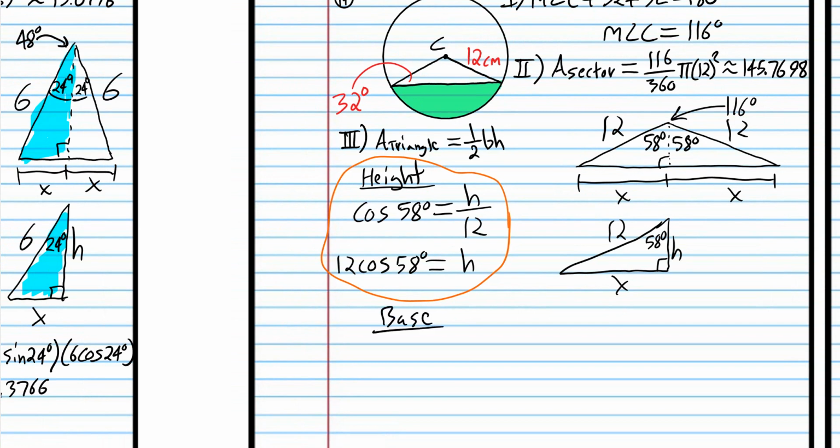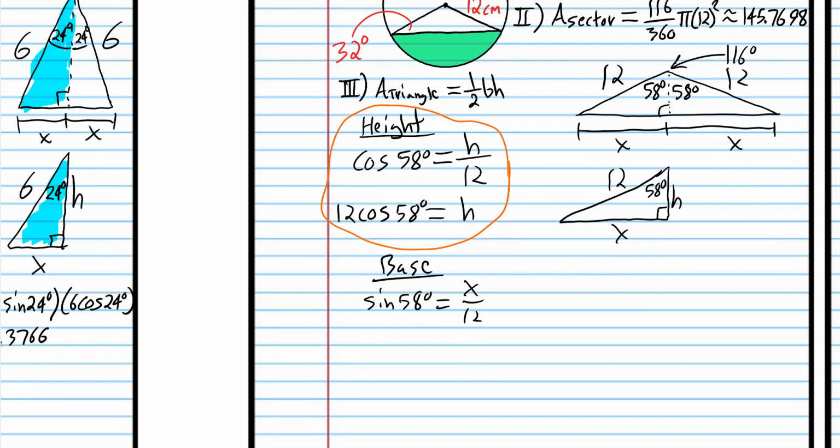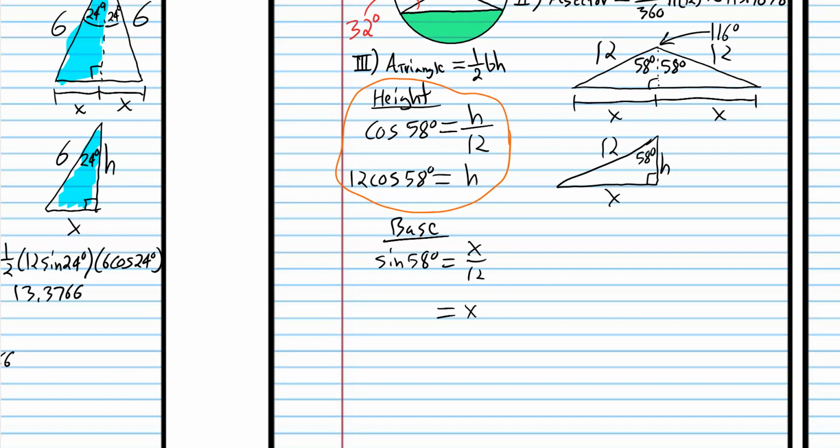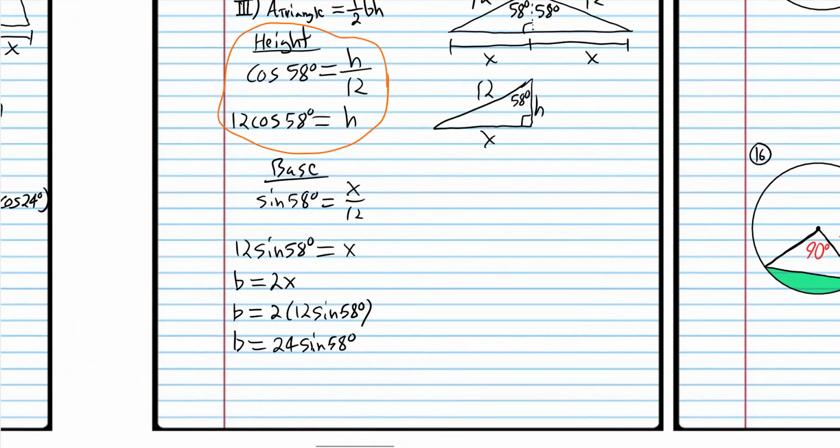Now the base, we're going to use sine 58 degrees because that is opposite over hypotenuse. Therefore, the x value is 12 times sine 58 degrees, but we don't want x, we want the base, which is 2 times x, as you can see up there, even though the picture looks weird. 2 times x, x is 12 sine 58 degrees. Simplify, and we get 24 sine 58 degrees. So all that was just to find the base.